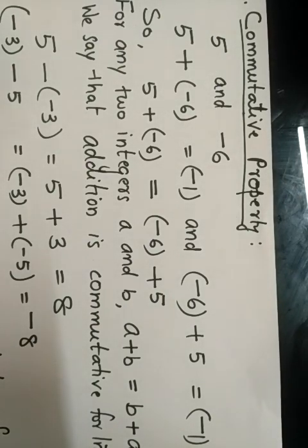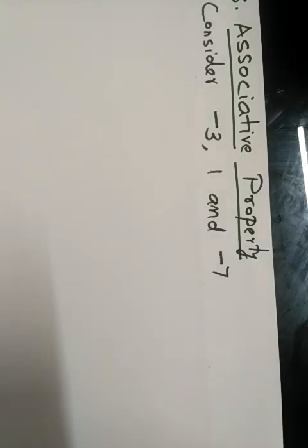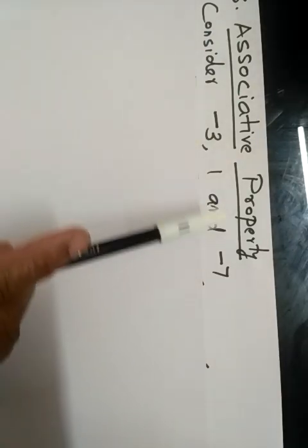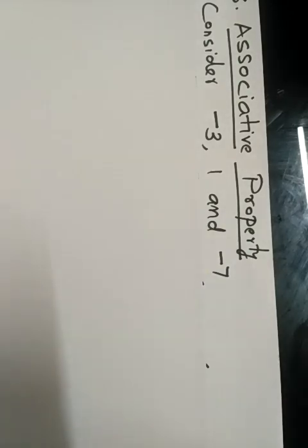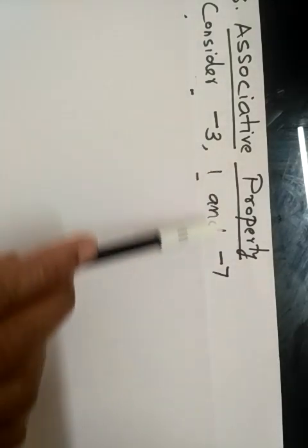What is the next, third property? Third property is associative property. So let us see what is associative. Associate means grouping, to come into a group. That is associative property. Let us consider three integers, minus 3, 1 and minus 7. When we have to add all these three integers, how will we add them?